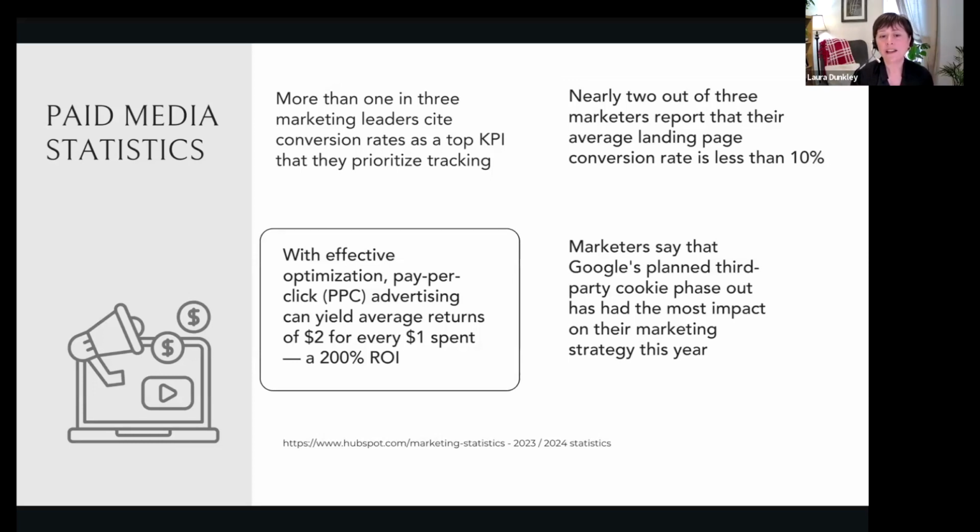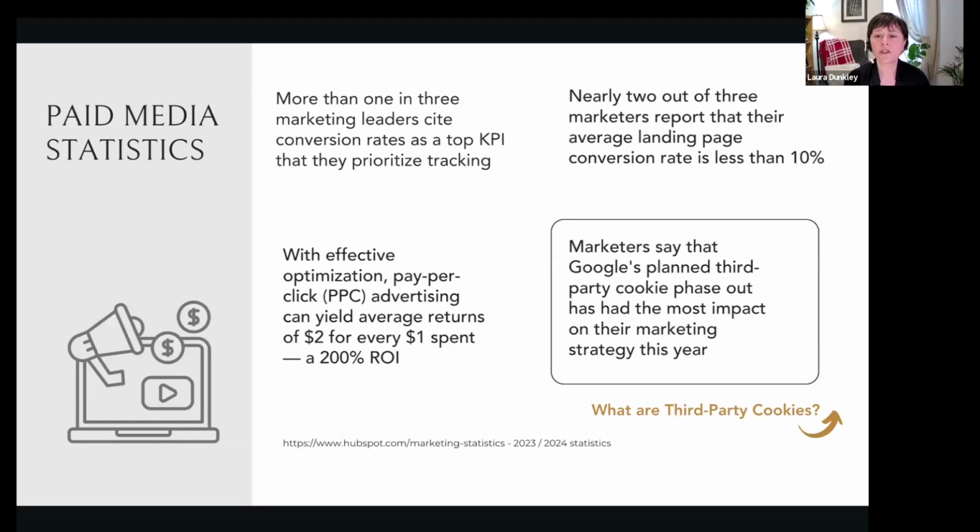Pay-per-click advertising can yield an average return of $2 for every $1 spent. That is a pretty good ROI. Now, there's a lot of factors in there that you have to do, and it's going to take practice and a lot of trial and error, but just know that it's worth the effort if it makes sense for your strategy.